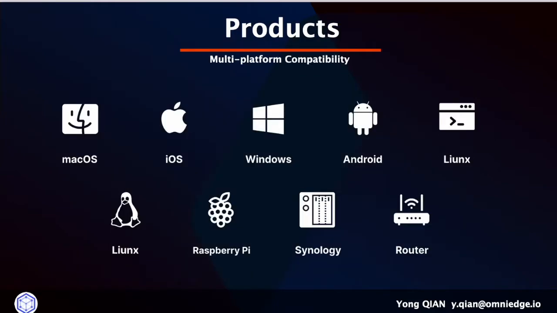We have now released 8 apps for 8 platforms except the router. And we are working on the router, especially for the OpenWrt platforms. Thanks to the OmniEdge CUI, OmniEdge can work on nearly any Linux devices.